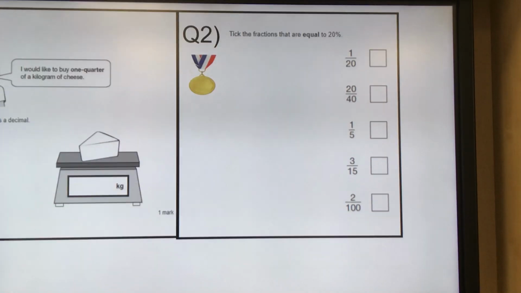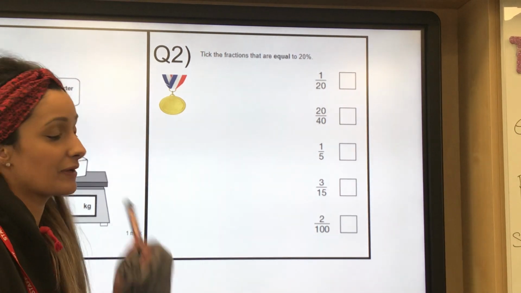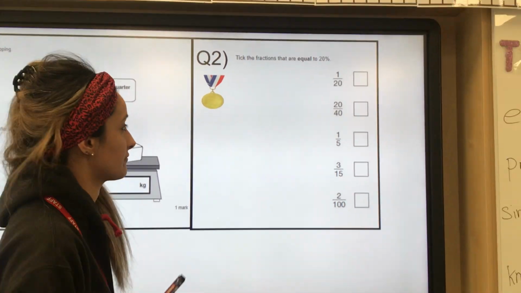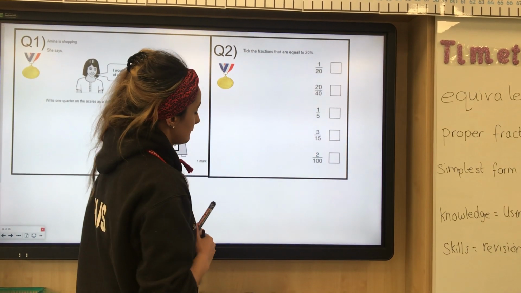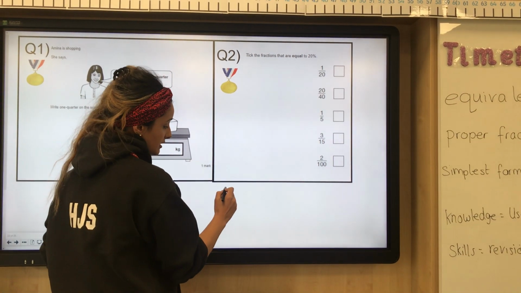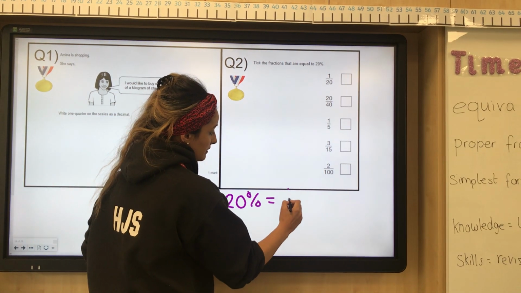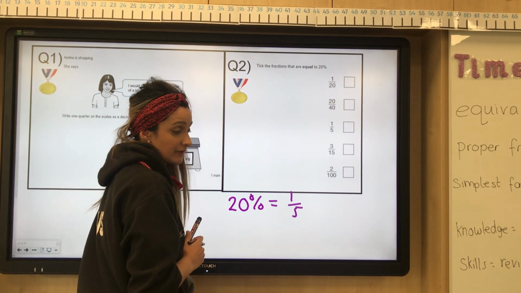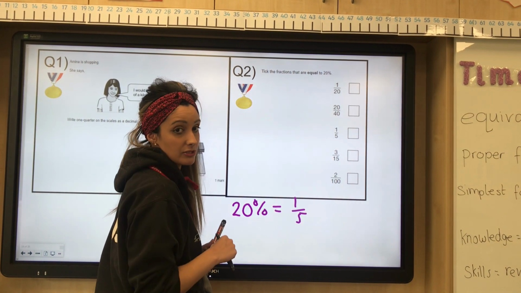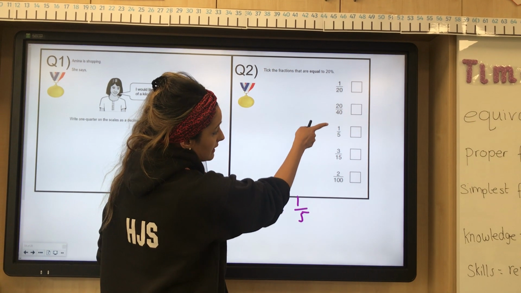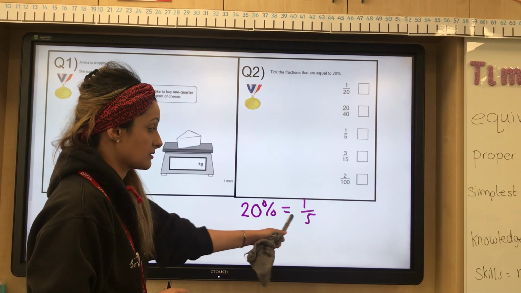Some of you may recognise these are from lots of past stats questions, and we're looking at various different types. So, tick the fractions that are equal to 20%. The children need to have that prior knowledge: 20%, what's that equivalent to? That's equivalent to 1/5 as a fraction. I don't need to know my decimal here because they're not asking me anything to do with decimals. I do need to see which of these fractions, if I reduce them to their simplest form, would be equivalent to 1/5.